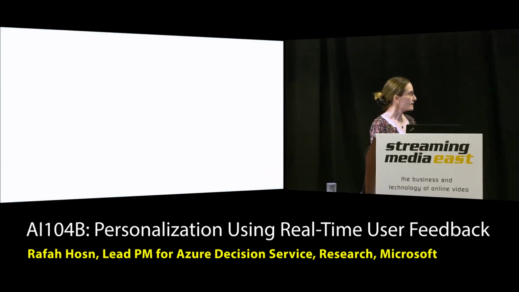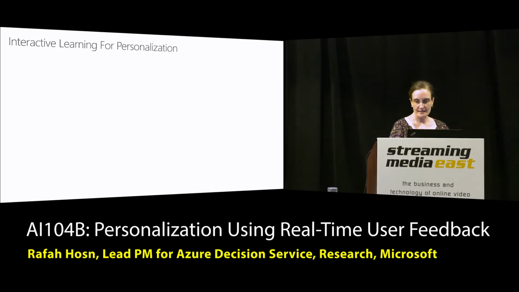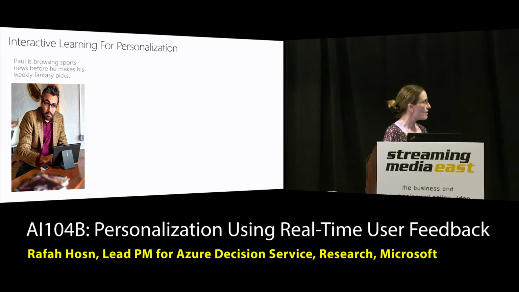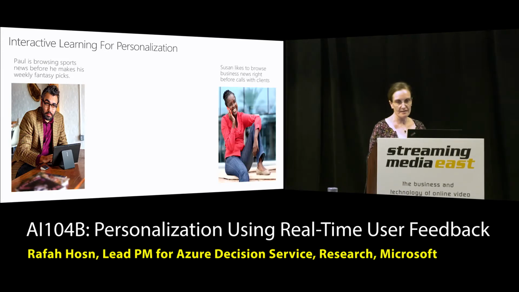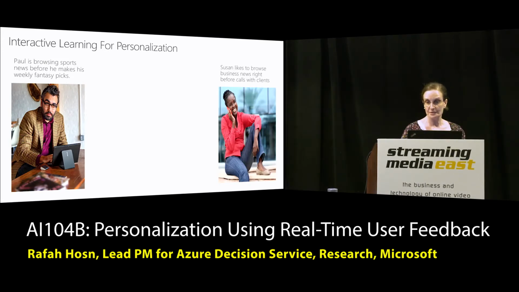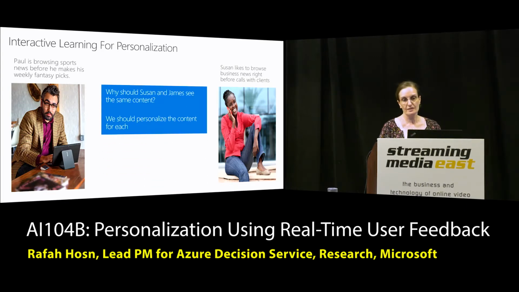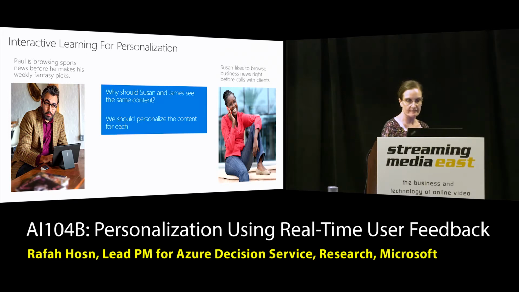So let's talk a little bit about interactive learning for personalization. Let's take a content scenario. We have Paul. Paul likes to browse news before he makes his weekly fantasy picks. We've got Susan. On the other hand, she likes to browse business news right before she calls her clients. And the question is, why should these two people with very different interests see the same content? So we should be able to personalize for each.